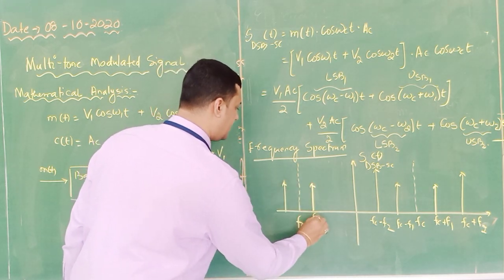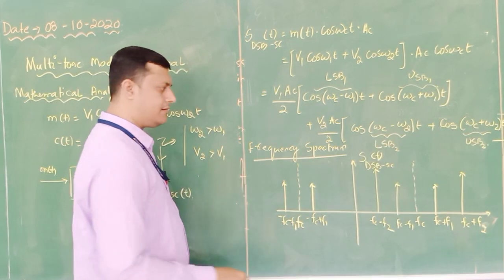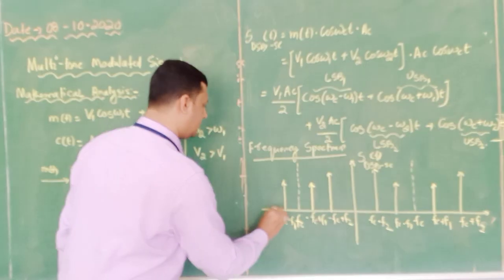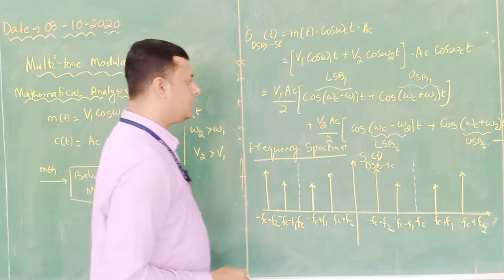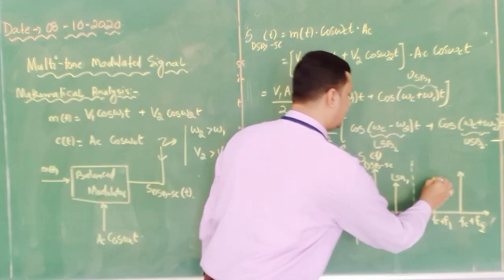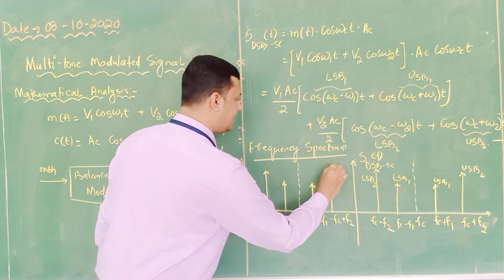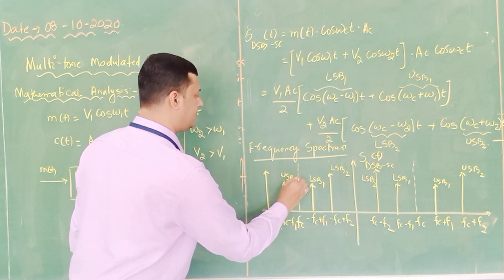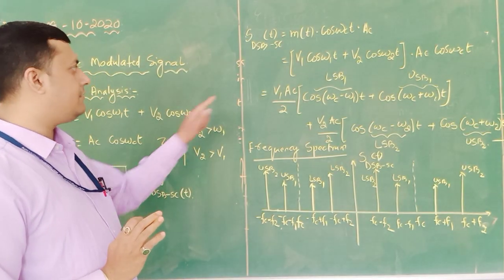For the first frequency, this is minus Fc plus F1, this is minus Fc minus F1, and this is minus Fc plus F2, and here minus Fc minus F2. So this is the LSB 1, this is LSB 2, this is USB 1, this is USB 2. Similarly, this is LSB 2, this is LSB 1, this is USB 1, this is USB 2. So this is the frequency translation of this particular equation.